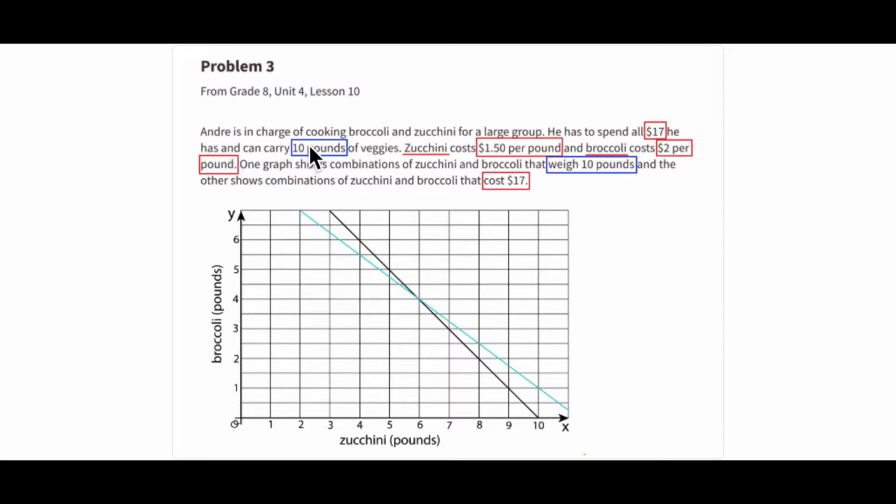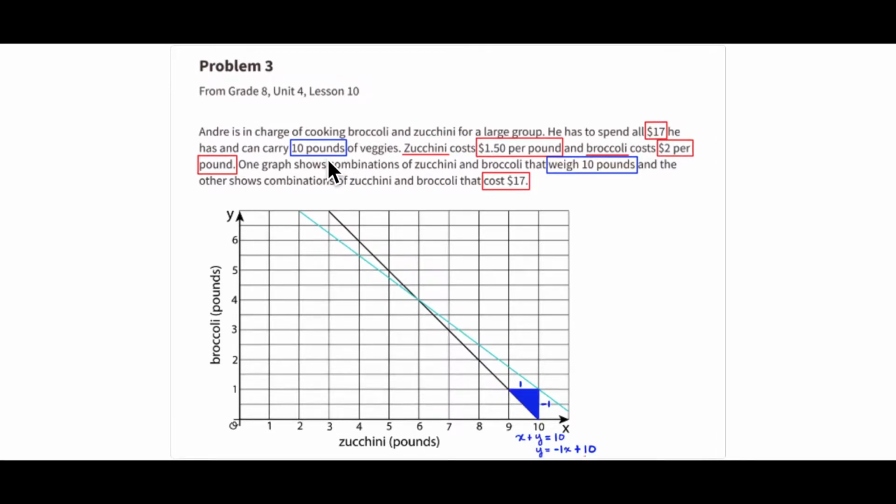He can carry 10 pounds. He has to purchase 10 pounds. And so what combination of broccoli and zucchini at the same time costs $17 and weighs 10 pounds? And so if you look at these lines, one line is for 10 pounds and the other line is for $17. And the 10-pound line is the black graph.